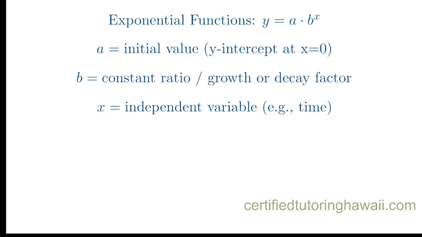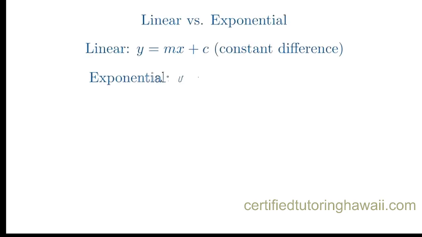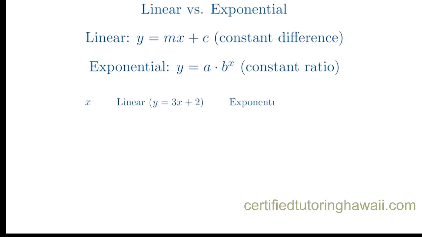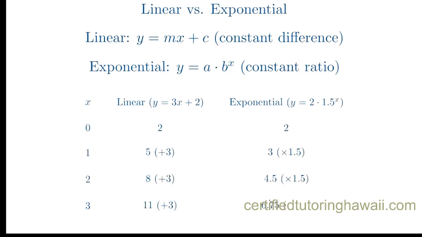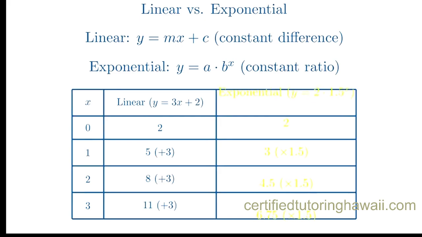This is in stark contrast to linear functions, which have a constant additive change, or a constant slope. Consider the difference. A linear function adds the same number every time, while an exponential function multiplies by the same number. Let's look at a table. In this table, the linear function y equals 3x plus 2 increases by adding 3 for each step in x. The exponential function y equals 2 times 1.5 to the power of x multiplies by 1.5 for each step in x. This is the fundamental difference.